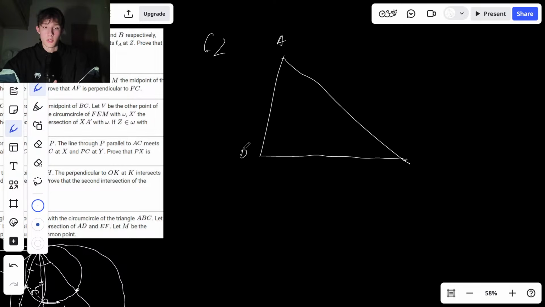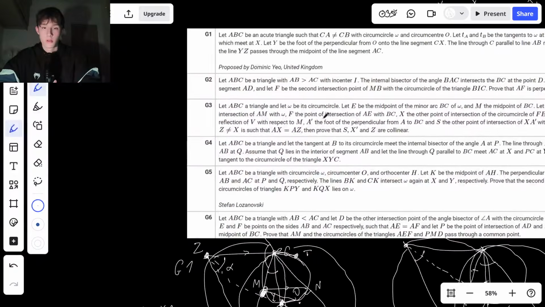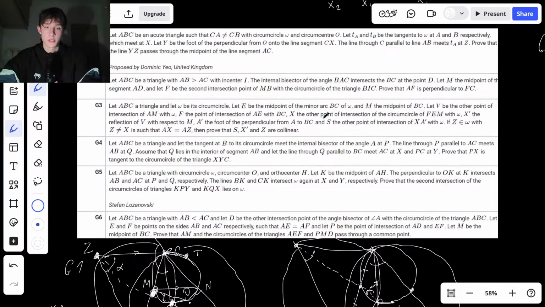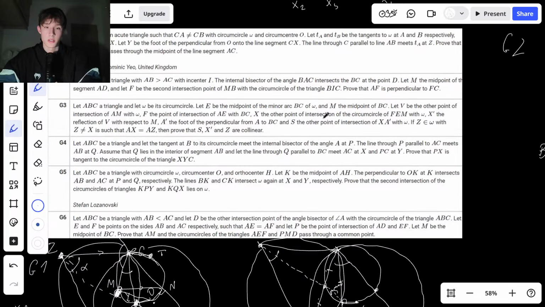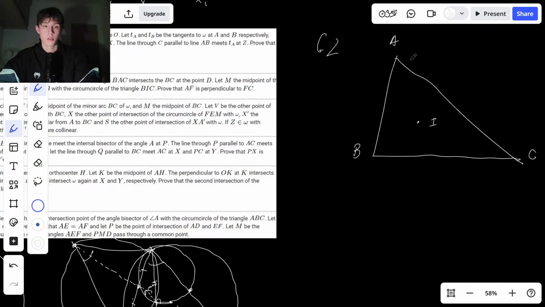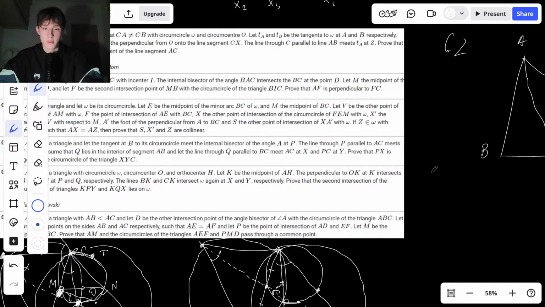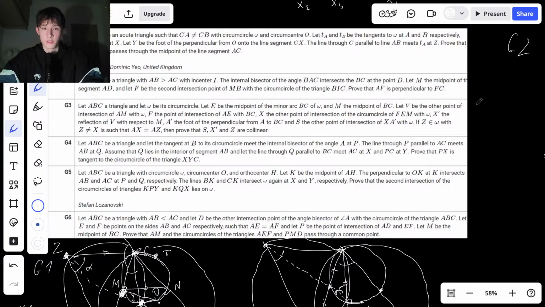A, B, C. We have incenter I over here. Then we have the internal bisector of angle A intersecting BC at point D. Okay, so we have point D here. And yeah, I'm doing these shitty diagrams because GeoGebra would be too easy, and it'll take loads of time because I'm a perfectionist. Okay, let M be the midpoint of the segment AD.